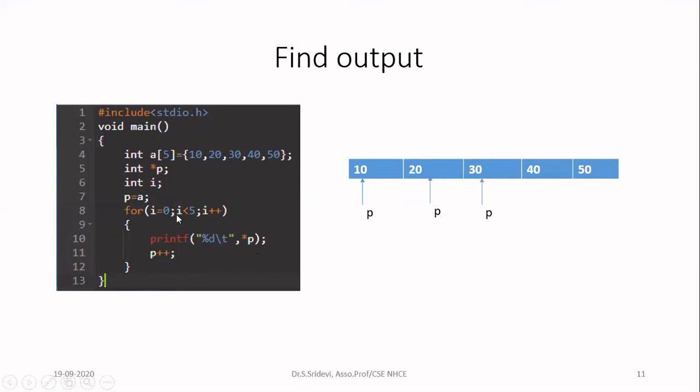Then you come here in the for loop. I is now 2. Okay, it is less than 5. So you will go inside the for loop. Now you will print star P. Star P will now print 30. Then again P++, so increment the pointer here. Now you go to the for loop. I is now 3. 3 is less than 5. So you print star P.